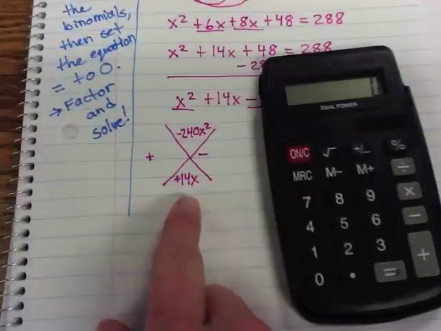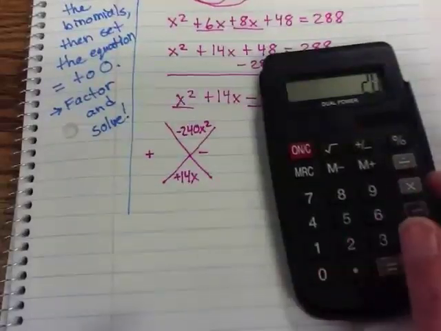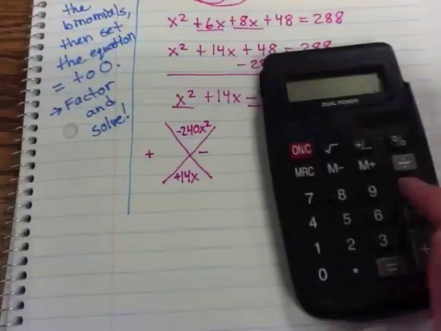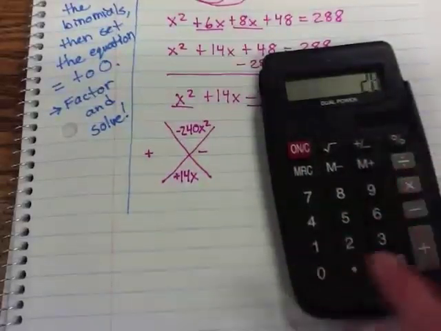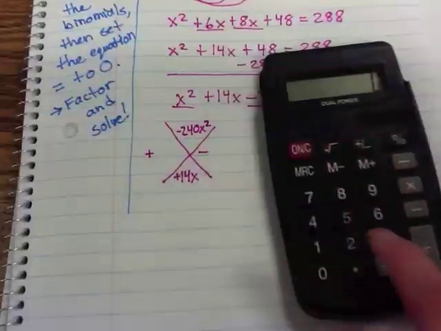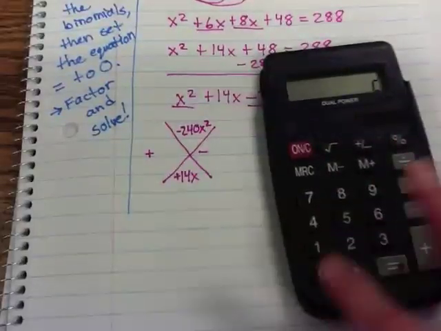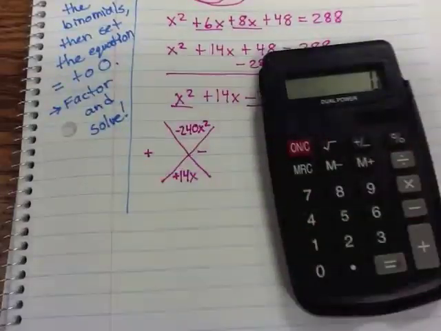20 and 24? Oops, what am I doing? I can't use the calculator right now. 24 times 20, that's only 5 more. What am I doing? 24 and 10. 24 times 20 is 480. Okay.